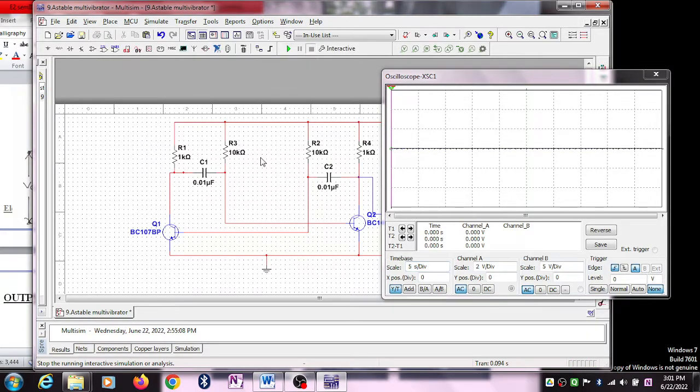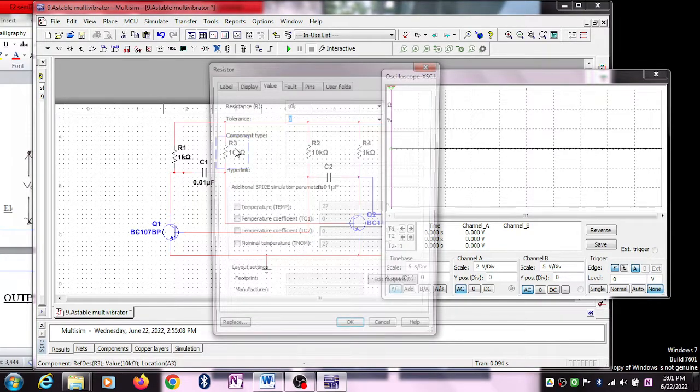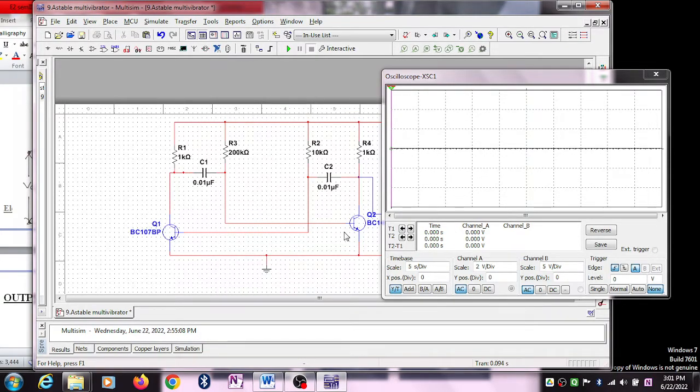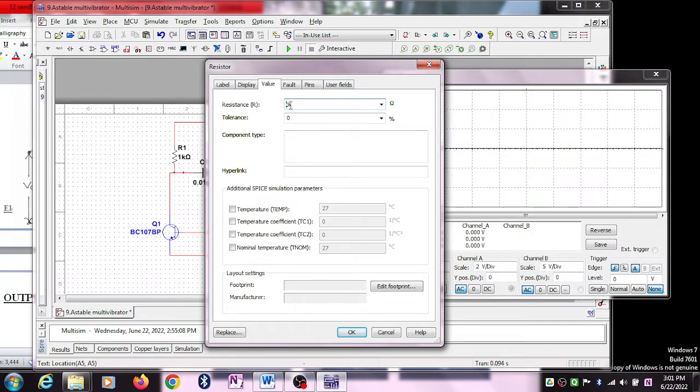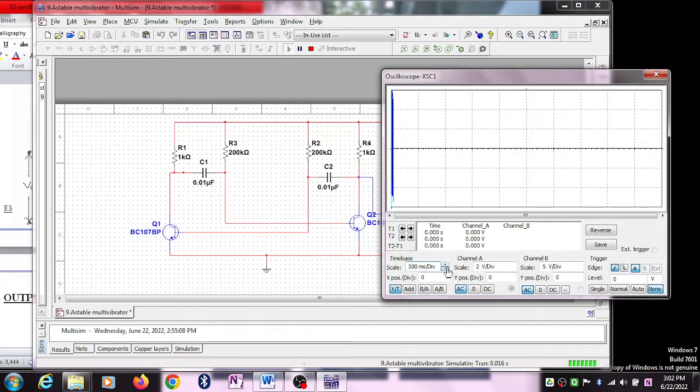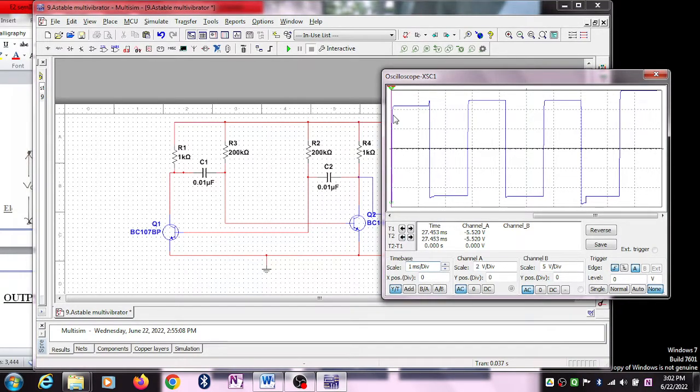Okay, so now what you do is make this 100k. 100k did work. So now let's make it 200k. This also 200k. This is working. Okay, so now T1, T2. So 4.2. So like this, you construct.